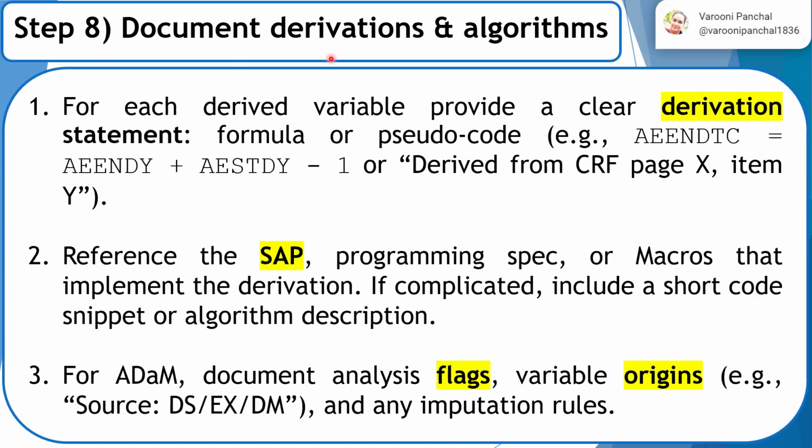Step 8. Document derivations and algorithms. For each derived variable, provide a clear derivation statement, formula or pseudocode. For example, AENDTC equal to AENDY plus AESTDY minus 1, or derived from CRF page X item Y. Reference the SAP, programming spec or macros that implement the derivation. If complicated, include a short code snippet or algorithm description. For ADaM, document analysis flags, variable origins, for example, source DS, EX, DM, and any imputation rules.